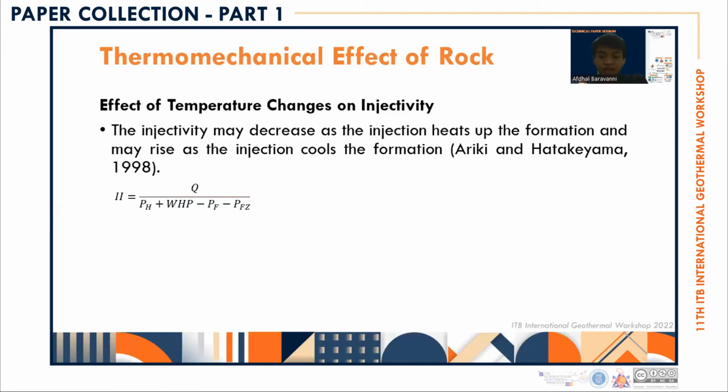So what is the effect of temperature changes on well injectivity? By injecting a fluid with a temperature that is hotter or colder than the formation, the feed zone's temperature changes, which has an impact on the injectivity value. The injectivity may decrease as the injection heats up the formation and may rise as the injection cools the formation.